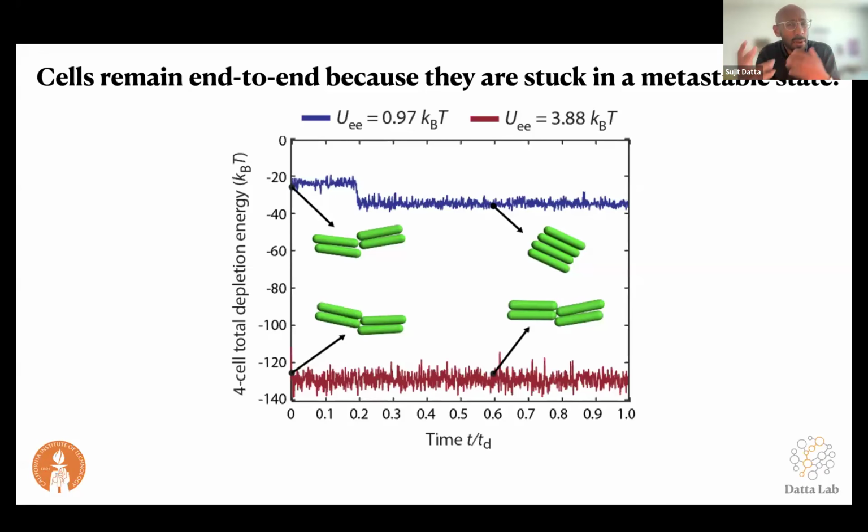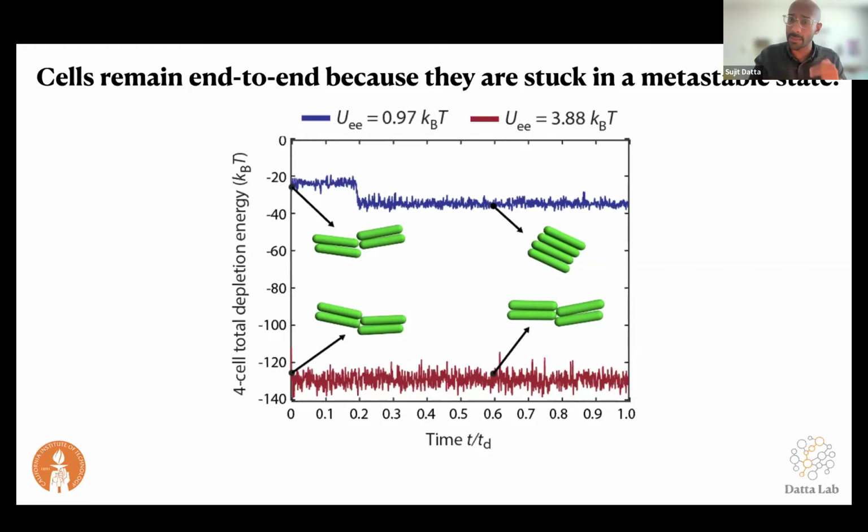And indeed, it looks like they might be stuck in a metastable state. That looks like a metastable state. And we can test that using the simulations, right? When you have weak depletion interaction, so that's this blue curve, start out with these cells in this interdigitated configuration, then the depletion is so weak that the cells reorient and they eventually reach this side-by-side stacking that you expect from depletion. But when you crank up the strength of this attractive interaction, right, so that's the red curve, they remain stuck in this proto cable.